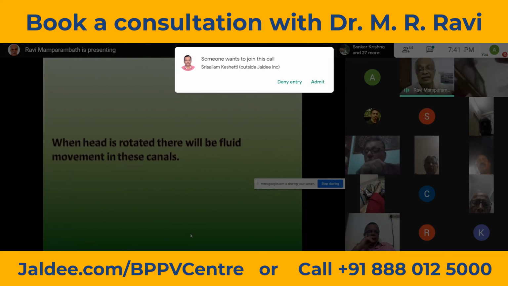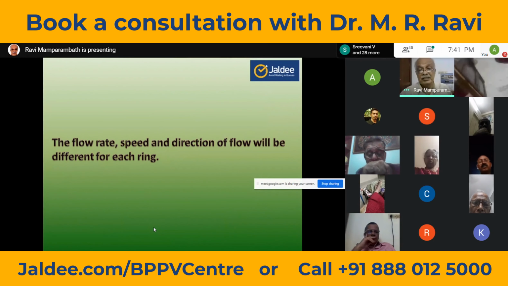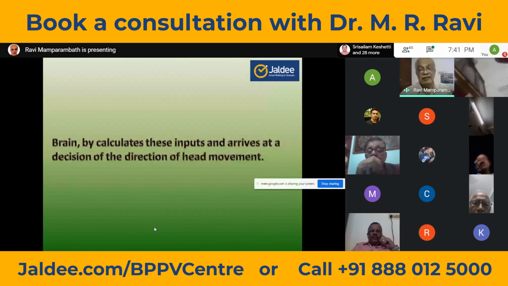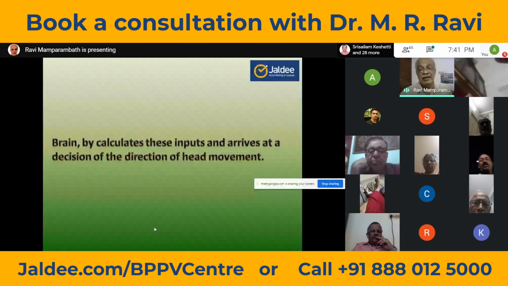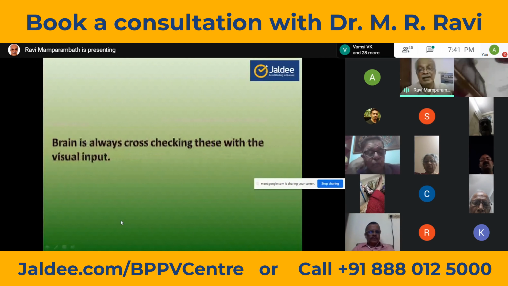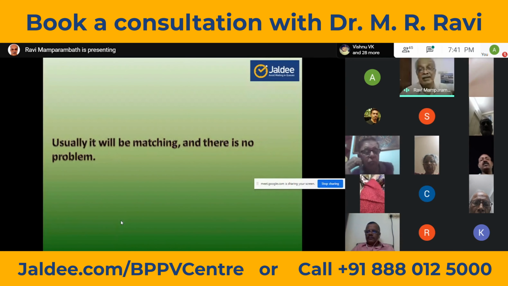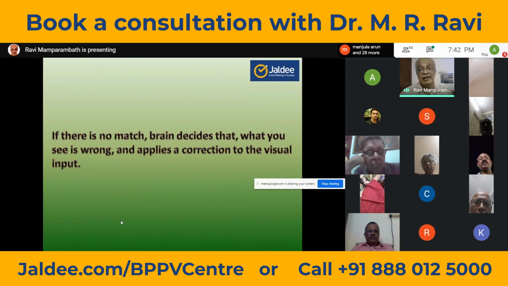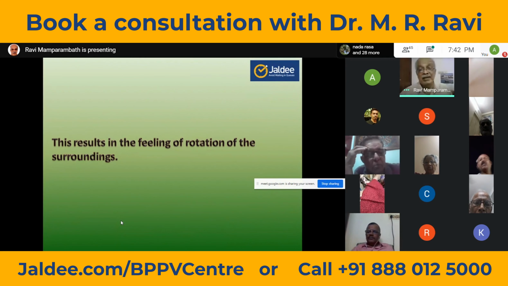When the head is rotated, there will be fluid movement in these canals. The flow rate, speed and direction of flow will be different for each ring. Brain calculates these inputs and arrives at the decision of the direction of head movement. Brain is always cross-checking these with the visual input from the eye. Usually it will be matching when there is no problem. If there is no match, brain decides that what you see is wrong and applies a correction to the visual input. This results in the feeling of rotation of the surroundings.